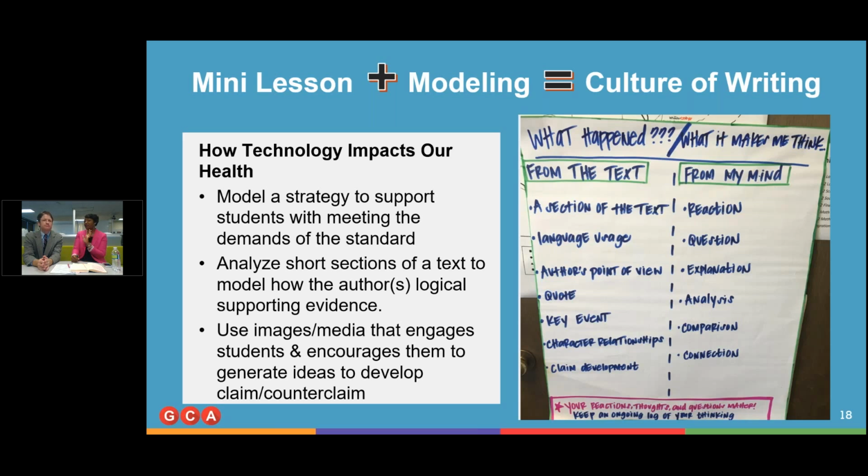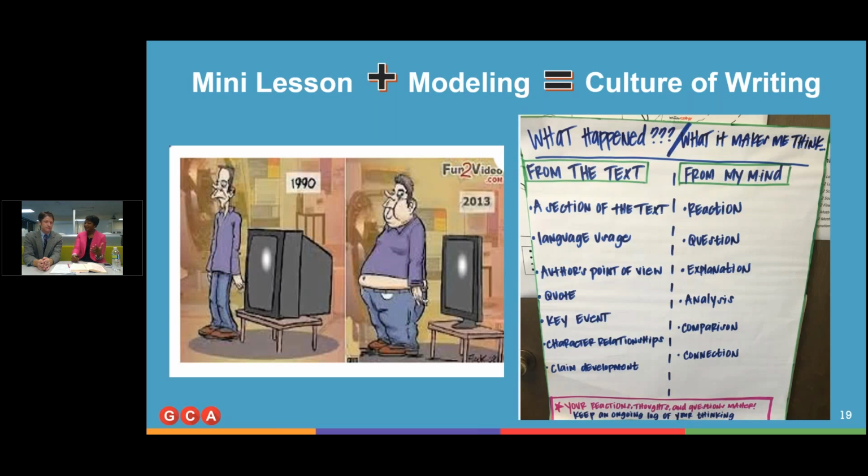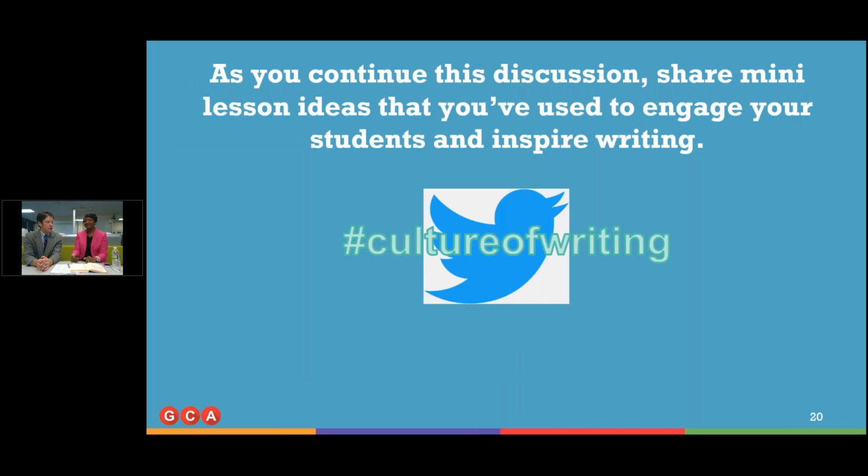I want them to have experienced various texts. Maybe there are poems that support this theme. Oh, for sure. Maybe there are just random quotes from authors that support this theme, but that they've had a variety of experience with this topic in very engaging ways, so that when it's time for that extended response, they have all these resources, all these pieces of evidence to meet the demands of the standard. I can't agree more.